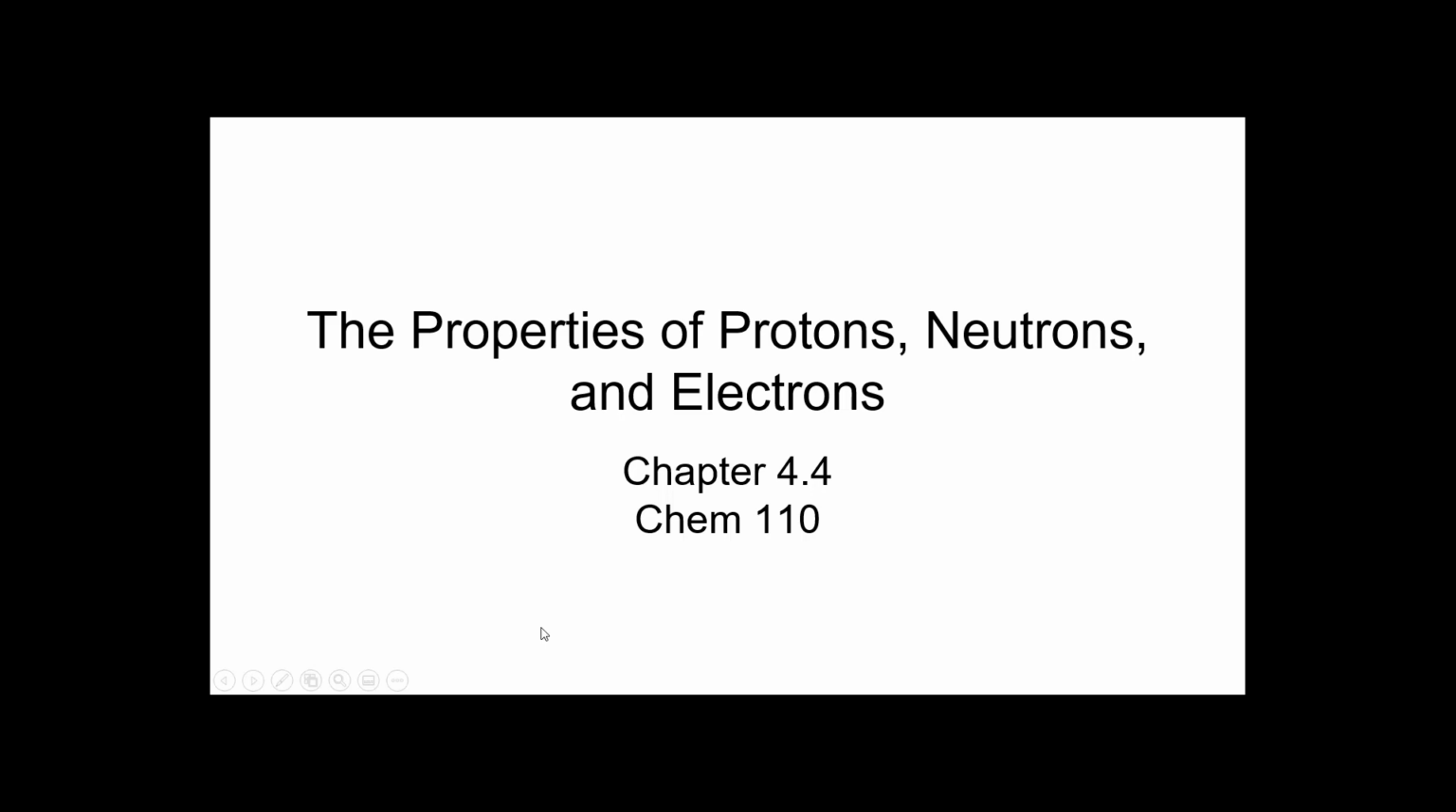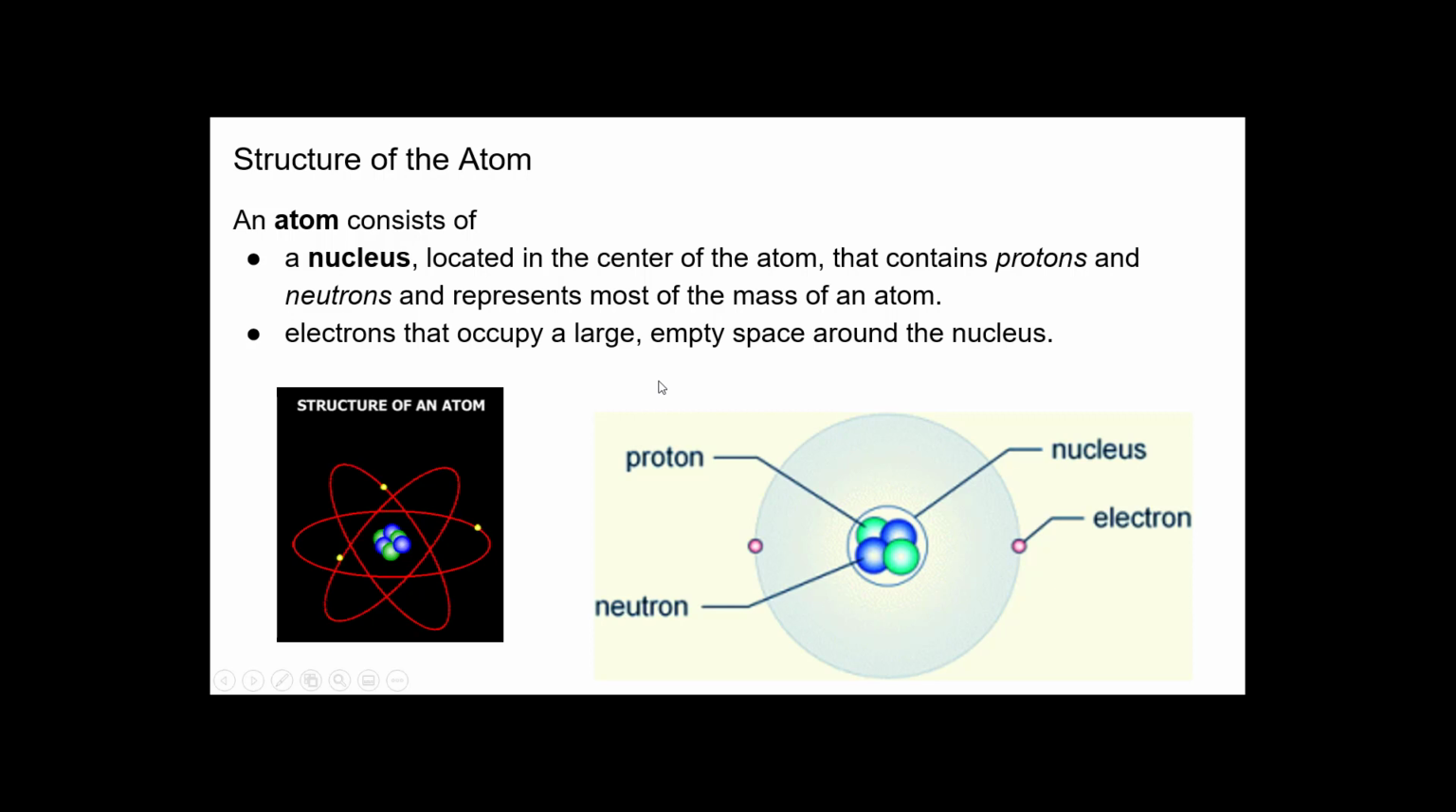Hi class, we're now going to look at protons, neutrons, and electrons. So an atom, if you break the atom open, think of it like an eggshell, it consists of a nucleus that is located in the center of the atom. That's the most concentrated part that contains protons and neutrons and represents most of the mass of the atom. Electrons occupy a large empty space around.